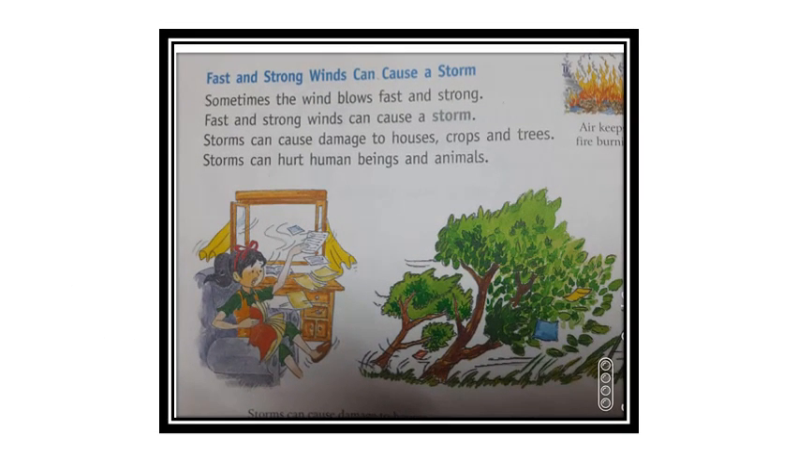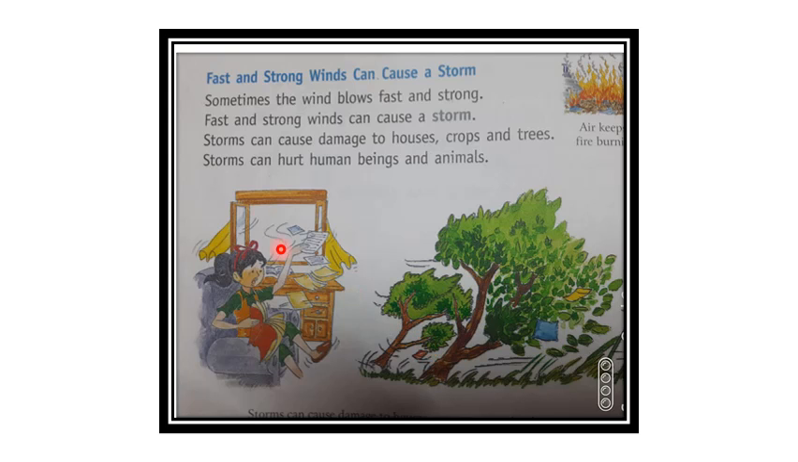Okay. Now children, this is something different. Air keeps the fire burning. This we have already studied. Now, fast and strong winds can cause a storm. Okay. Sometimes the wind blows fast and strong. You must be knowing now in the rainy season, children, the fast wind is blowing so that the papers are flying away, the curtains are flying, the leaves are flying. Some trees are also falling down in the monsoon season, in the rainy season. The trees are falling down. There is a lot of rain and there is lightning and there is thunder sound.